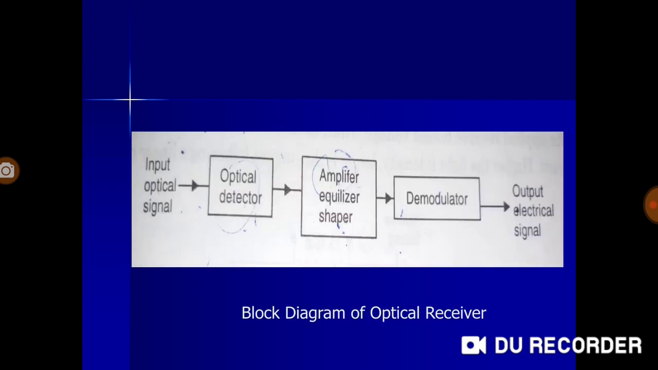Now let's look at the block diagram of the optical receiver. It's a schematic representation. The input optical signal falls onto the optical detector. Then the next block is the amplifier, equalizer and shaper, three things put together, and then it goes to the demodulator, and from the demodulator we obtain the output electrical signal. So this is just a schematic representation of the functional blocks of an optical receiver.